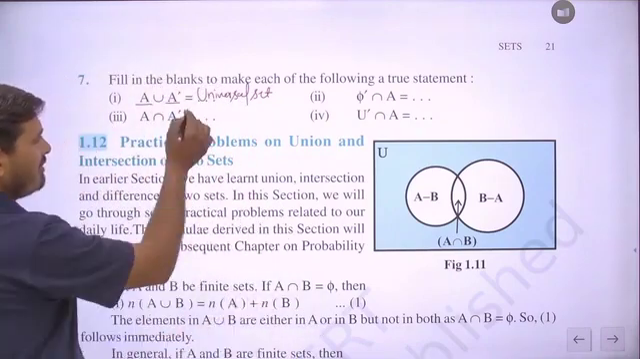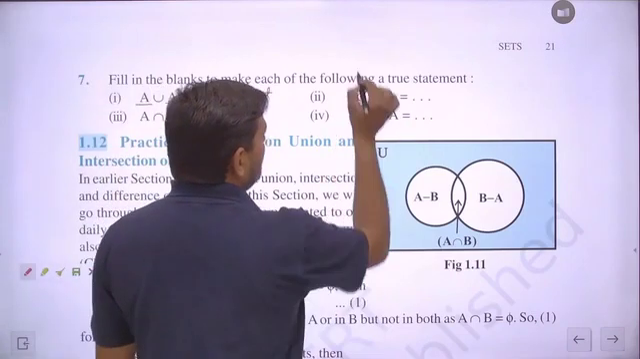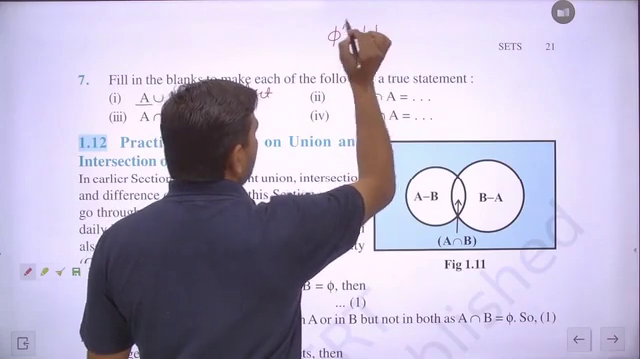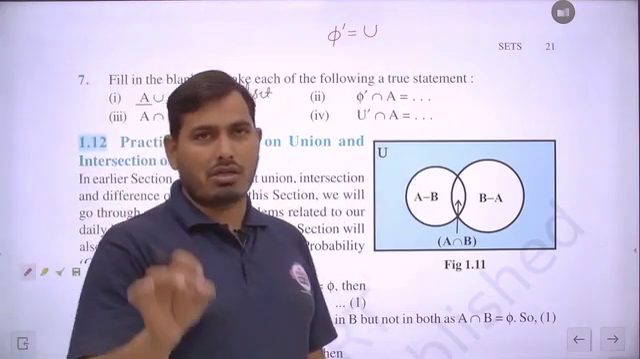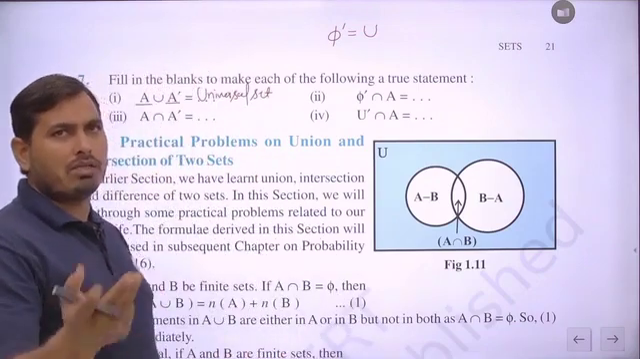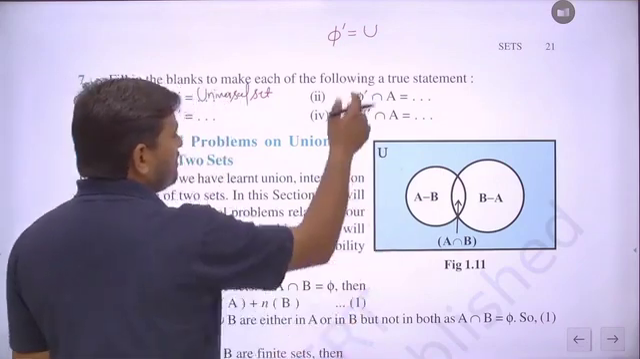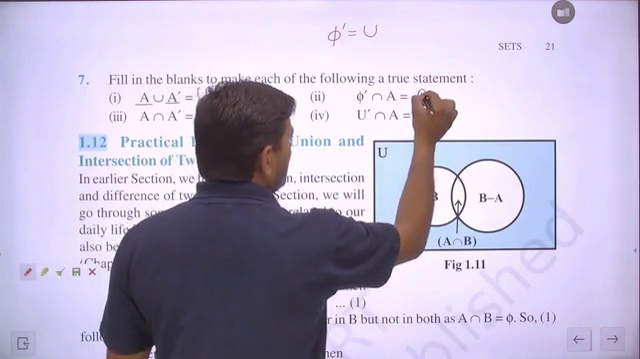So this answer will belong to the U set. Now, phi dash intersection A. So basically, student, phi dash will always be the universal set. I think you know very well, because we just discussed this in the theory part. Phi dash will be written as U minus phi, and U minus phi is obtained as U. So this phi dash will be considered as U. So, U intersection A.